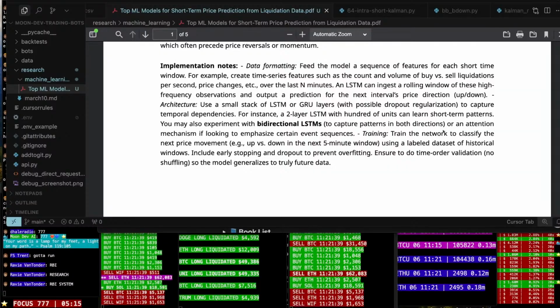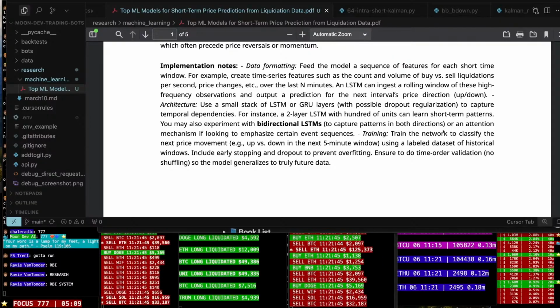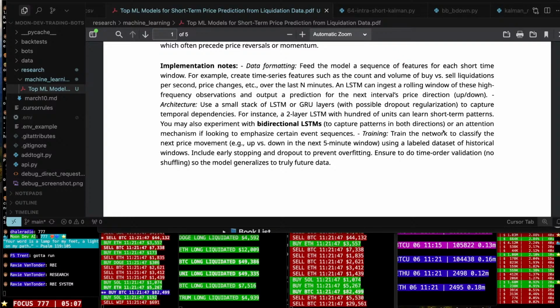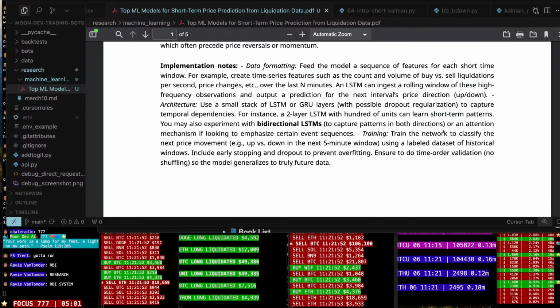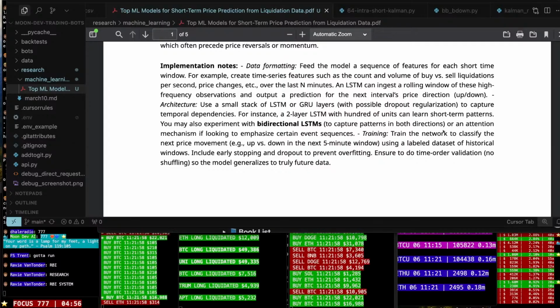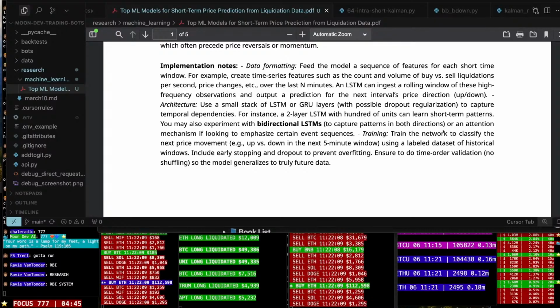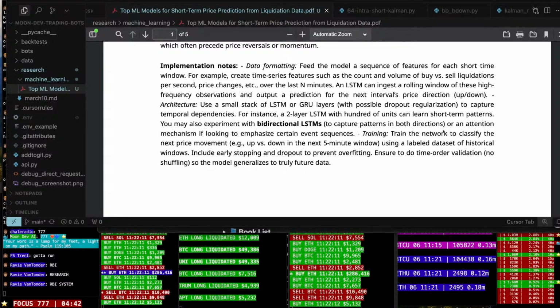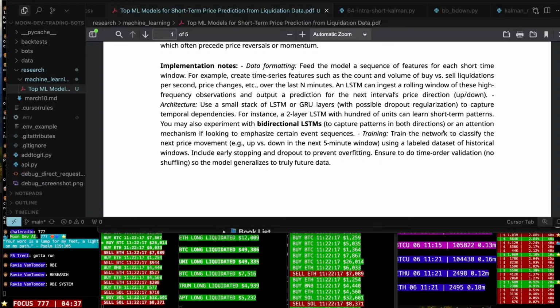Architecture. Use a small stack of LSTM or GRU layers with possible dropout regularization to capture temporal dependencies. For instance, a 2-layer LSTM with hundreds of units can learn short-term patterns. You may also experiment with bidirectional LSTMs to capture patterns in both directions, or an attention mechanism if looking to emphasize certain event sequences. Research, dude.